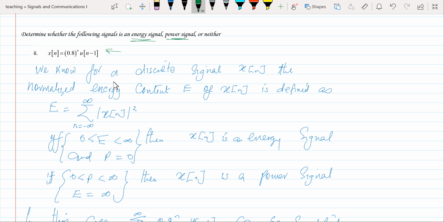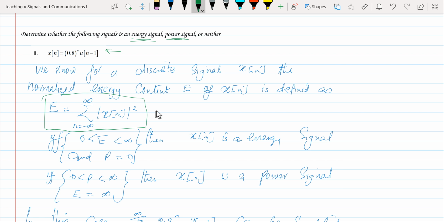First and foremost, we can evaluate the energy of such a discrete signal by using this formula right here. This formula says that the energy of a discrete signal is the sum of all the squares of the magnitude of x of n at every point n from minus infinity to infinity.